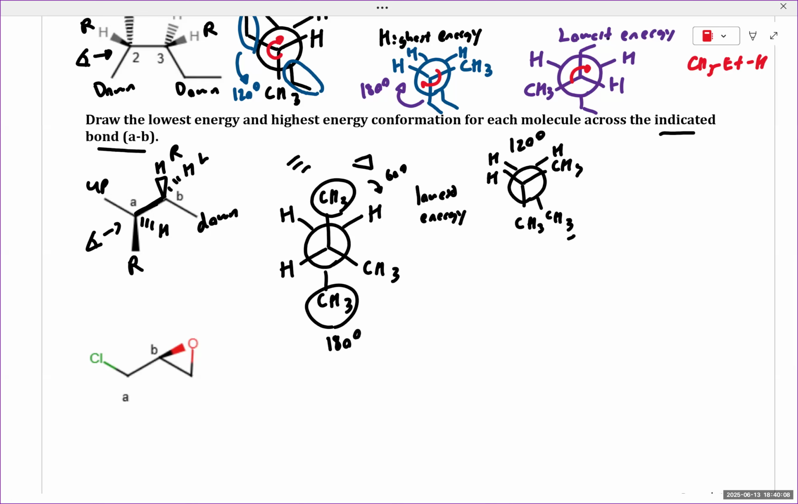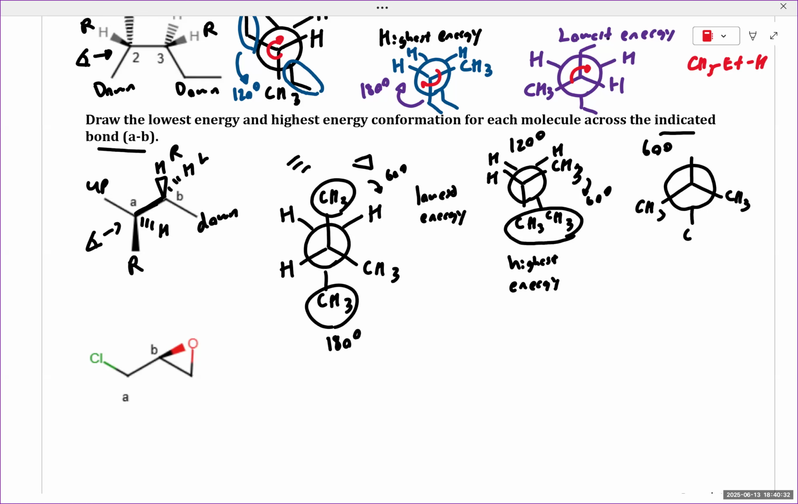So in this case, we have our largest substituents fully eclipsed. So this is going to be the highest energy conformation. Let's rotate another 60 degrees just to show. So now we're at 60 degrees. This is the Gauche conformation.